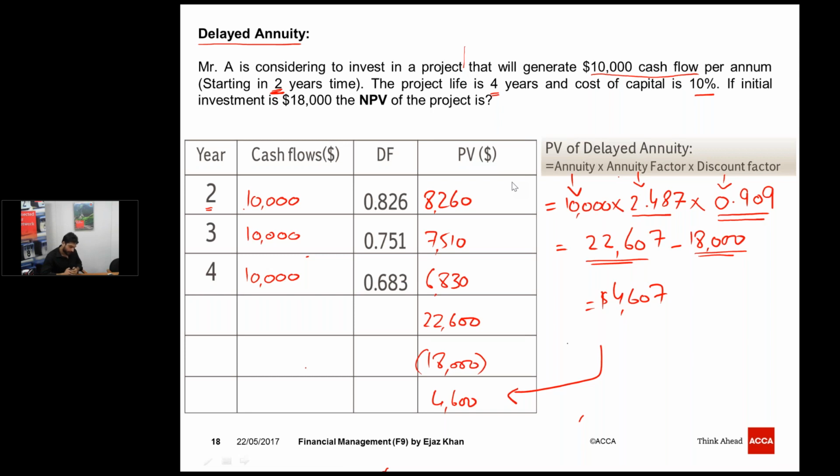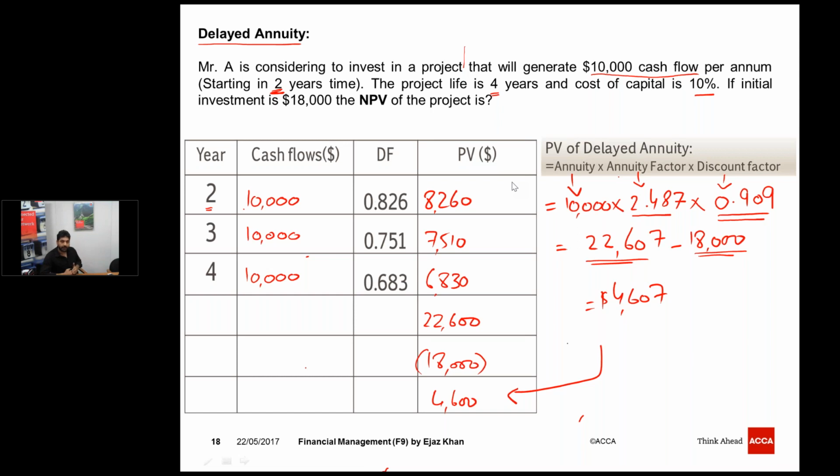Hassan, keep it simple. Remember, the normal annuity project starts from year 1. Now, in an exam question, all you have to see is when the cash flows are going to start. If the question says that it will start from year 4, we know that it normally starts from year 1, and if it starts from year 4, it means that there will be a 3-year delay. So all we have to do is to pick the 3rd year discount factor.